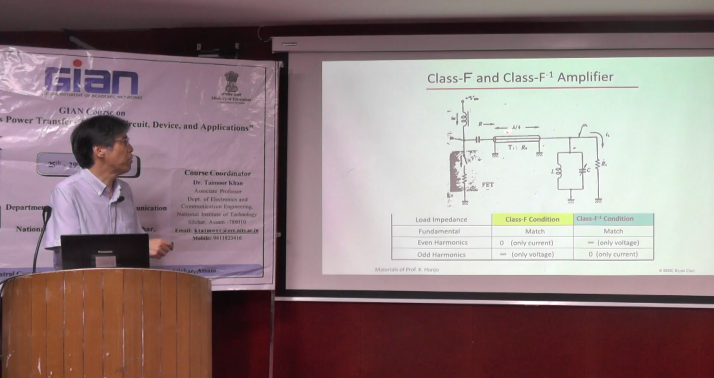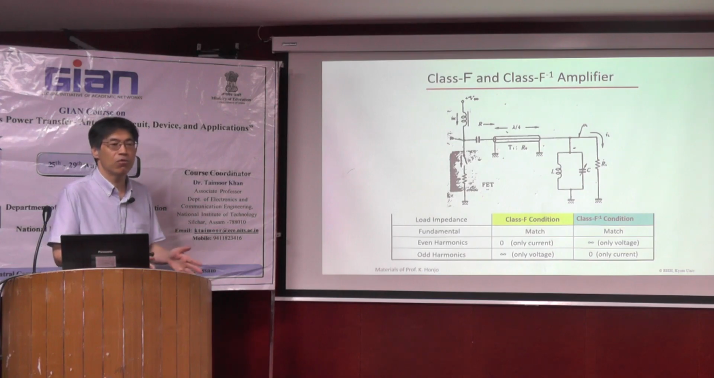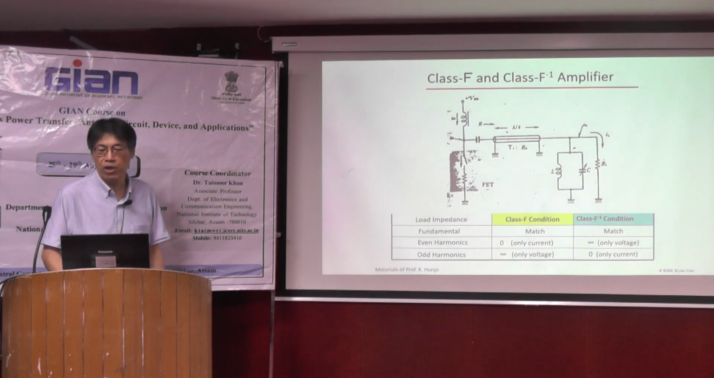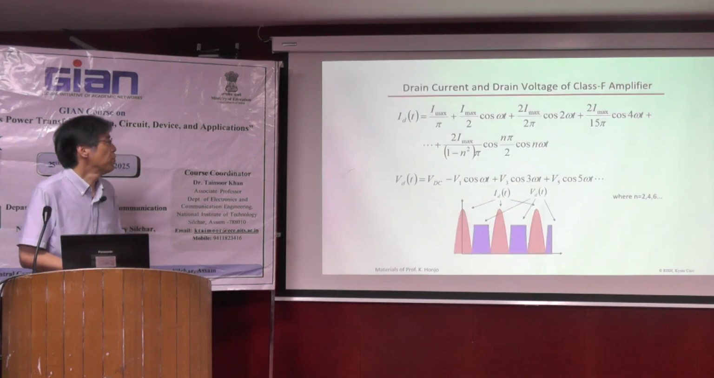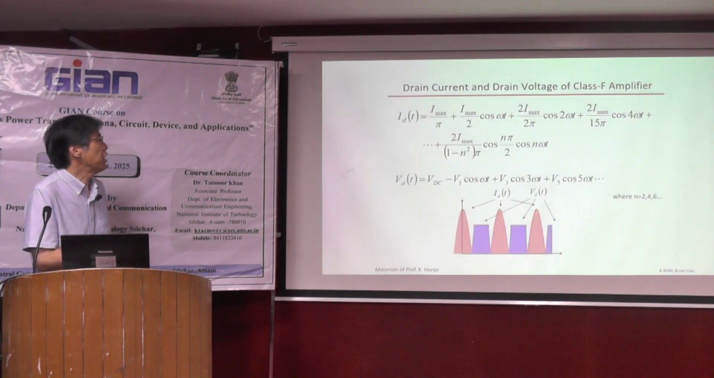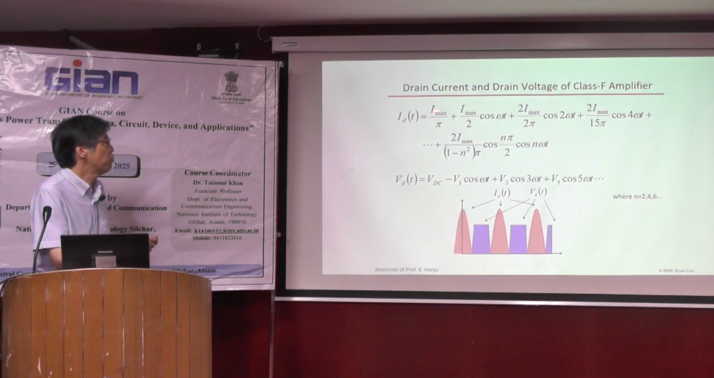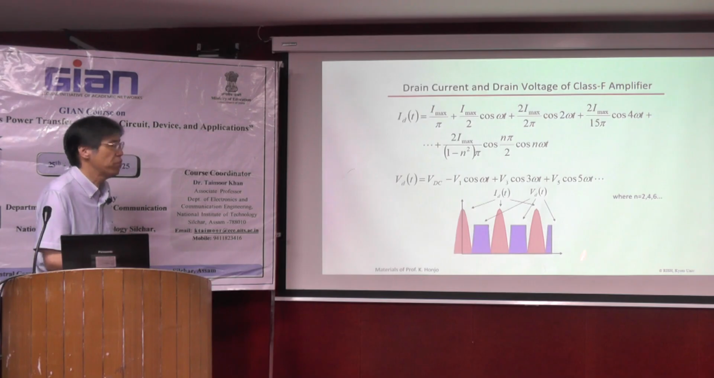And with the help of this quarter-length distributed line, this resonator can create this impedance relationship. As a result, theoretically, the drain current and drain voltage of the class A amplifier can be described by this formula. And this formula is written in this figure.